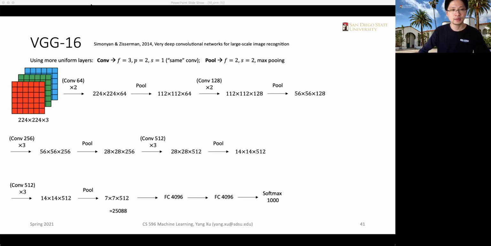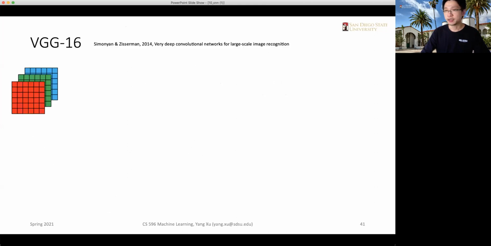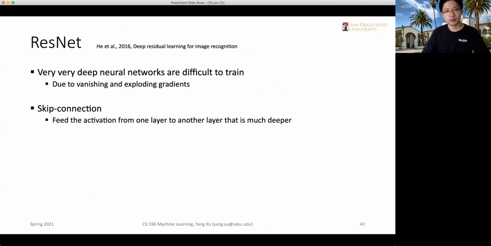So VGG is the typical network, and its design idea is not that different from its predecessor, AlexNet. It's just a pooling layer following the conv layer, right? What we're going to first cover today is called Residual Network, or ResNet.